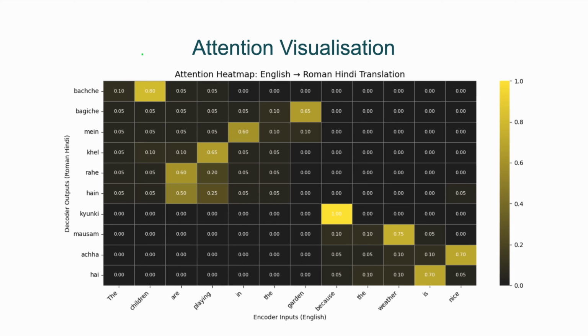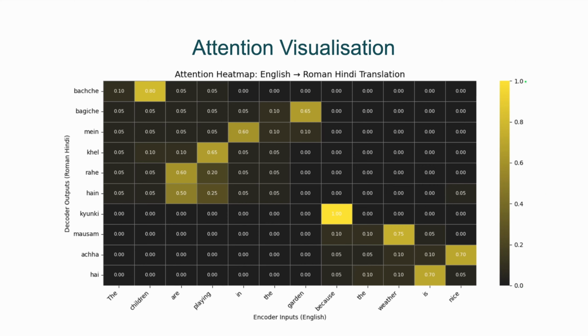Now that we have seen the attention mechanism, let's visualize the attention, so basically the attention weights. In the example, we have seen machine translation. The input was "the children are playing in the garden because the weather is nice." And our translated output was बच्चे बगीचे में खेल रहे हैं क्योंकि मौसम अच्छा है. So this is the input and this is the output, and these are the weights. Basically, they are the attention weights from 0 to 1.